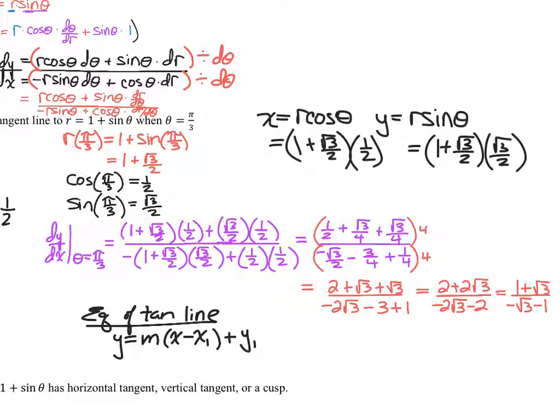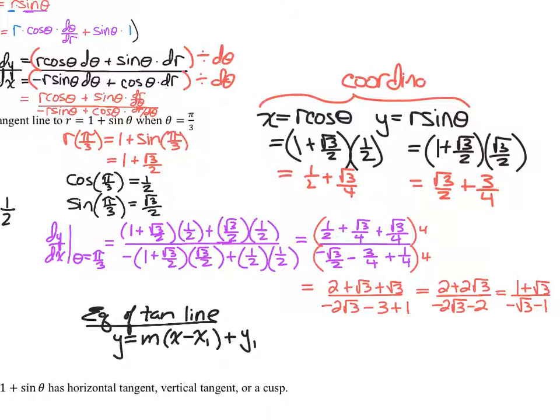And then clean it up a smidge, I guess. Not too much. 1/2 plus radical 3 over 4. And then radical 3 over 2 plus 3/4. All right. So, at long last, this is the coordinate, and I could finally state what the equation of the tangent line is.